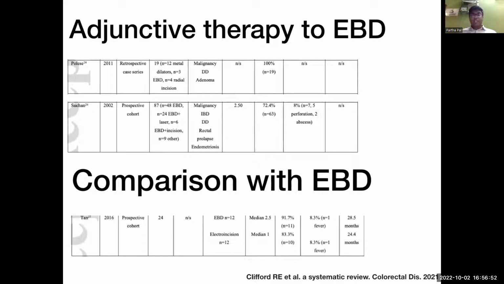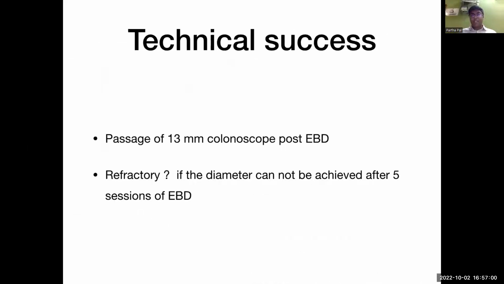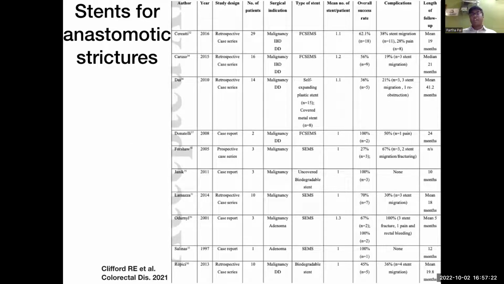This can be used as an additional therapy to endoscopic balloon dilation, and it has been compared to endoscopic balloon dilation for rectal anastomotic strictures. Technical success in colonoscopy or small bowel strictures means being able to pass the colonoscope, that is a 13 mm colonoscope, beyond the stricture post dilatation. And if even after 5 sessions of EBD it is not successful and is recurring, it can be called a refractory stricture, although there is no definition as in the case of esophageal or gastroduodenal strictures.